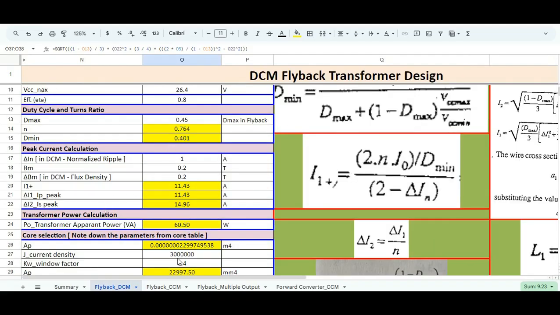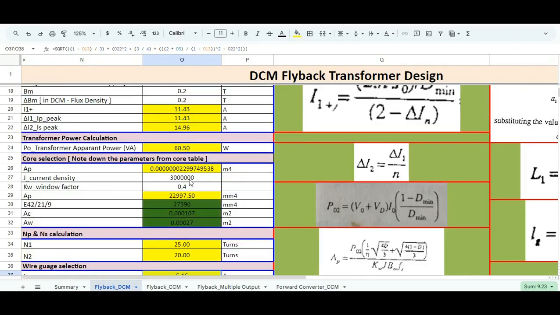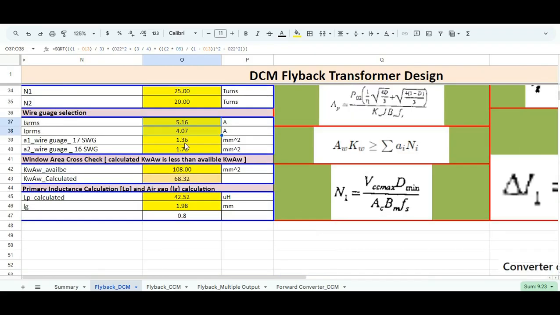My current density is 3 into 10 to the power 6. Then I found the wire size. It's not wire gauge, it's a wire size, which is 1.36 millimeter square, and this is 1.72 millimeter square. And for that you can select the 17 SWG wire gauge and 16 SWG standard wire gauge.